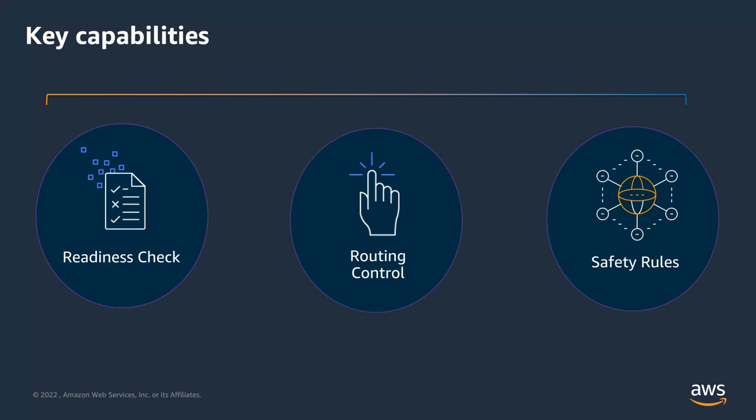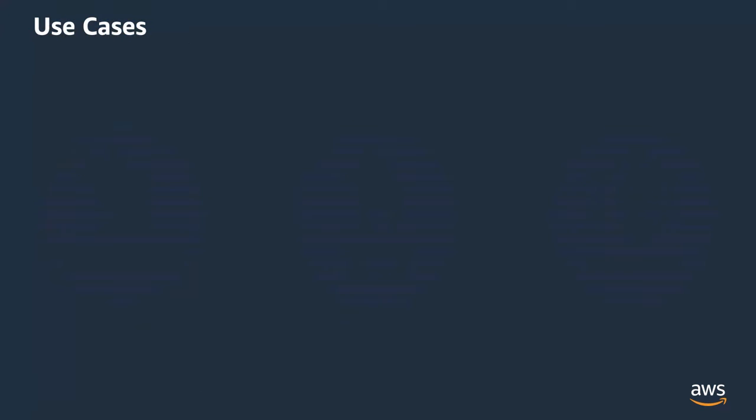So essentially, they safeguard you from making mistakes, for example, shutting traffic off to all cells. One thing to note is that the readiness checks and routing controls can be configured independently, so keep that in mind. One common question is, when would I use this service?